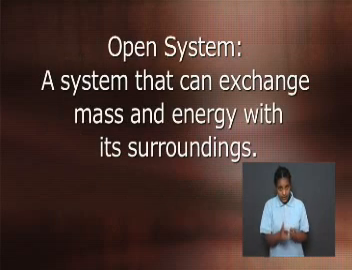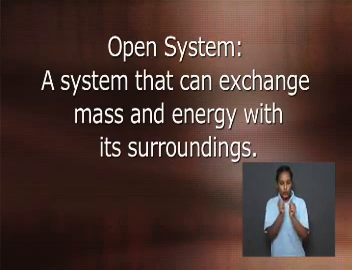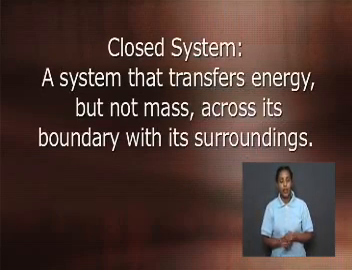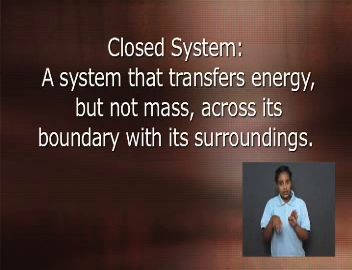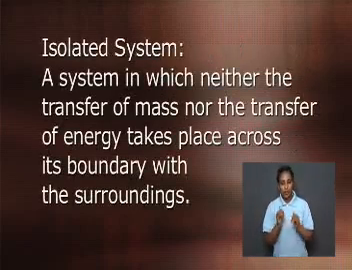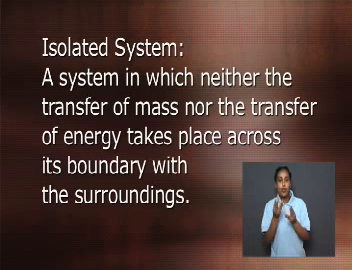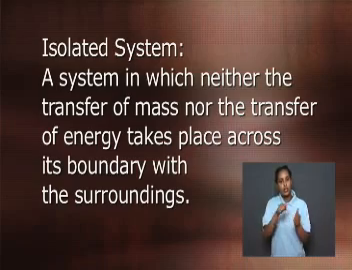An open system is a system that can exchange mass and energy with its surroundings. A closed system is a system that transfers energy, but not mass, across its boundary with its surroundings. An isolated system is a system in which neither the transfer of mass nor the transfer of energy takes place across its boundary with the surroundings. Were those the answers that you wrote down? If so, great work.